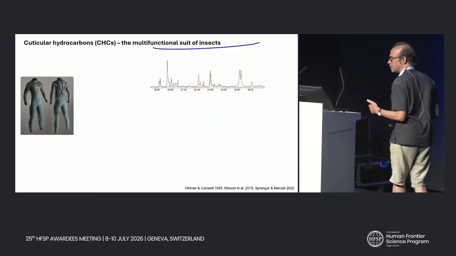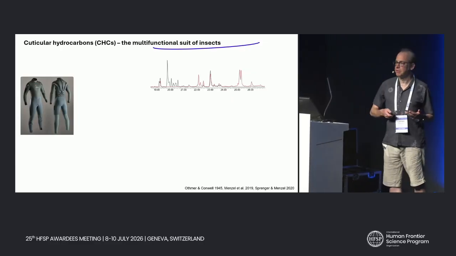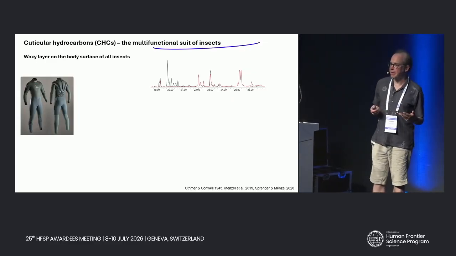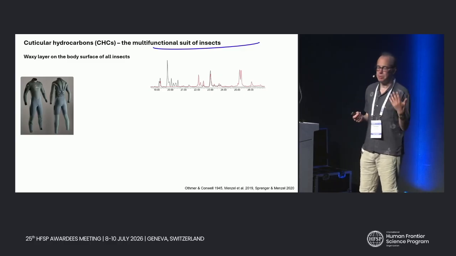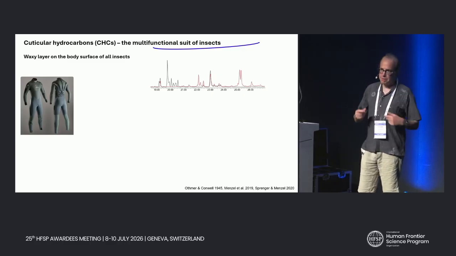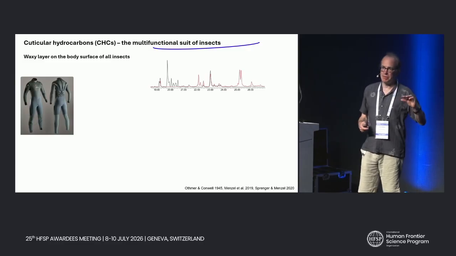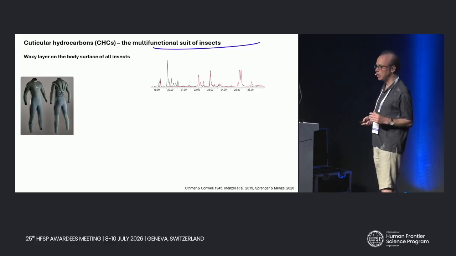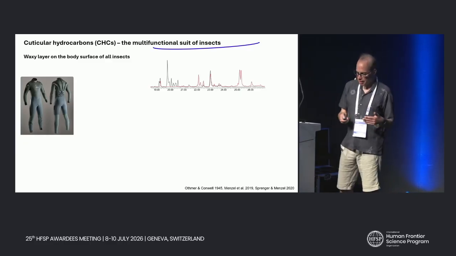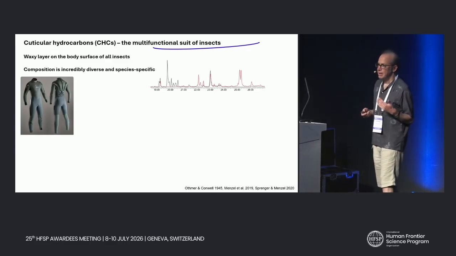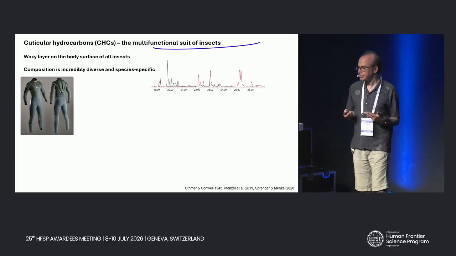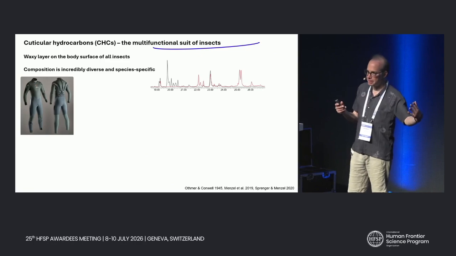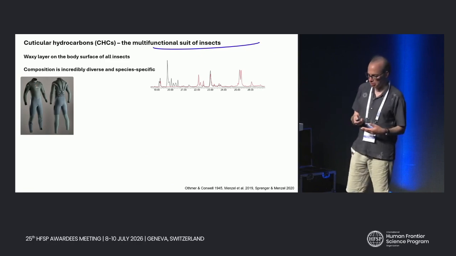Hydrocarbons are basically a multifunctional suit. They form a waxy layer on the body surface of all insects. When you put on sunscreen on your skin, this layer of sunscreen will still be several times thicker than the cuticular hydrocarbons, so it's extremely thin, as we'll see in a moment. What is funny about them is that the composition is incredibly diverse, and it's highly species-specific. So it's diverse within the same insect, but it's also extremely diverse across insects.